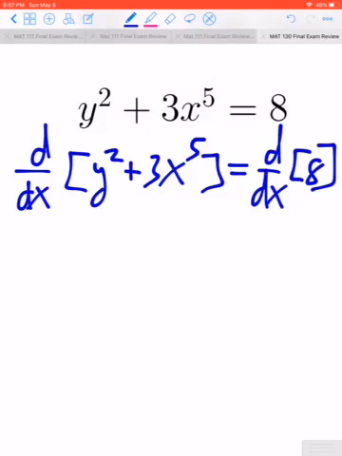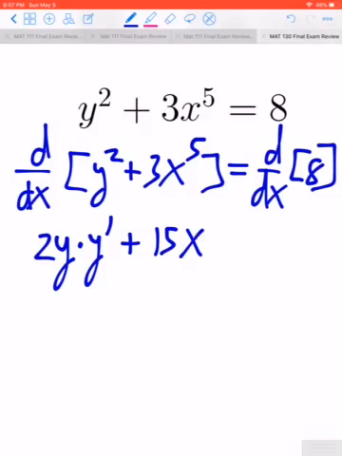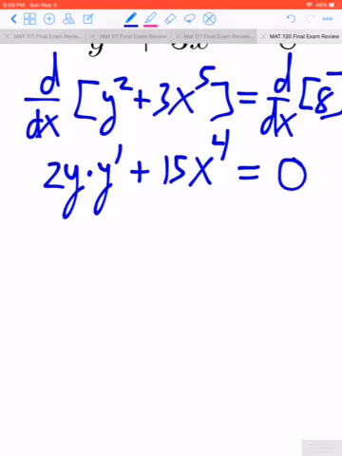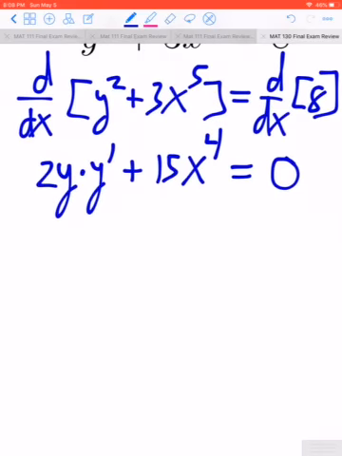The derivative of y squared is going to be 2 times y, but then from the chain rule, because y is a function of x, we need to multiply by y prime, plus the derivative of 3x to the fifth, which should give us 15x to the fourth. And this is going to be equal to the derivative with respect to x of a constant, which is just going to be 0. So we implicitly differentiated both sides of our equation, and we come up with this expression.